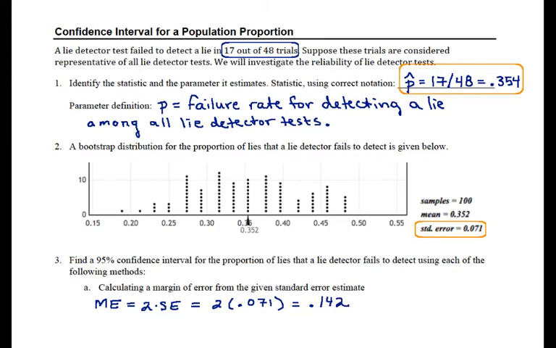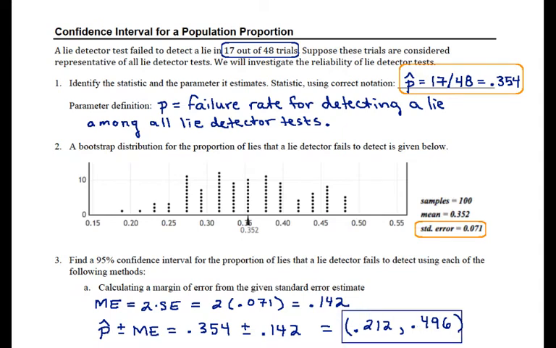which is 0.142. And then our sample statistic, p hat, plus or minus that margin of error, is going to be 0.354 plus or minus that 0.142. I would subtract to get my lower bound of 0.212. I would add to get my upper bound of 0.496. So this is my confidence interval based on calculating margin of error from standard error.